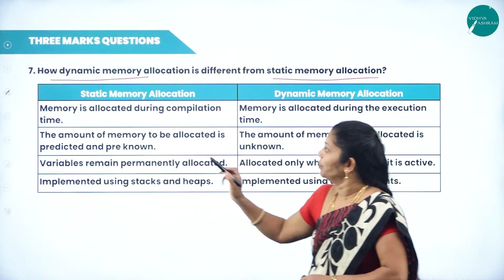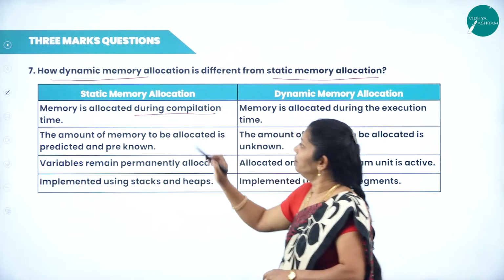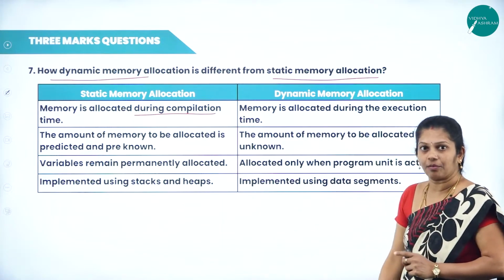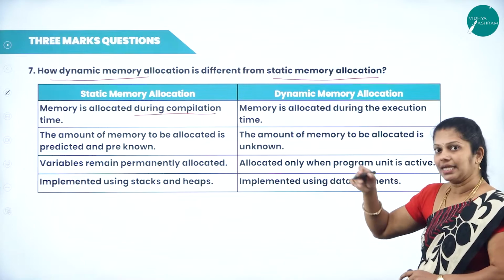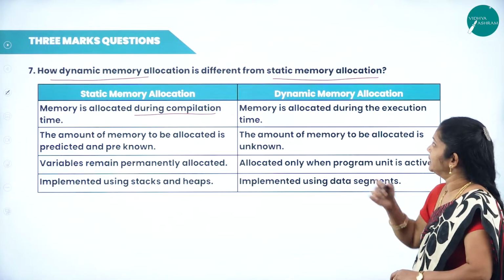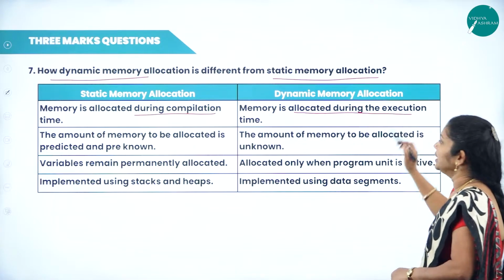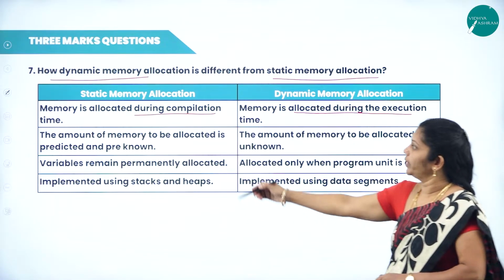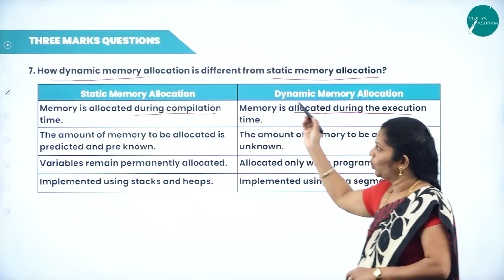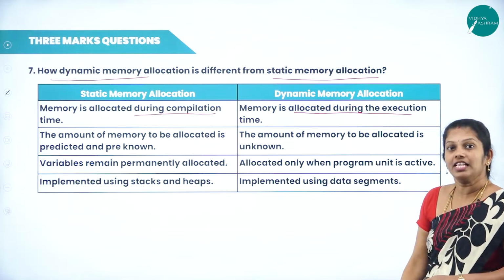Memory is allocated during compilation time in static memory allocation. Static is used in arrays, whereas dynamic is used in the pointer concept. Memory is allocated during compilation time in static, whereas in dynamic it is allocated at the time of execution.